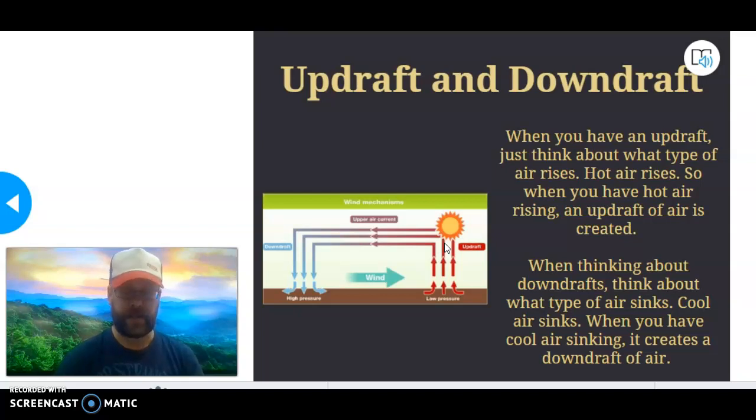Hot air rises. Updraft. However, if you have an updraft here, you know that somewhere over here, cold air is going to sink, because we know we are continuously having those convection cells in the air. And when cold air sinks, that's good that we know that. Another way that we're going to say that is we're going to call that a downdraft. A downdraft. So we have hot air rising, updraft, cold air sinking, downdraft.